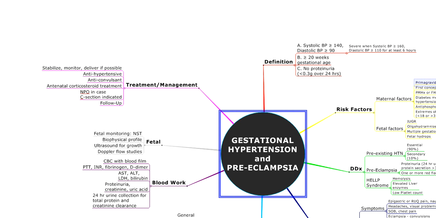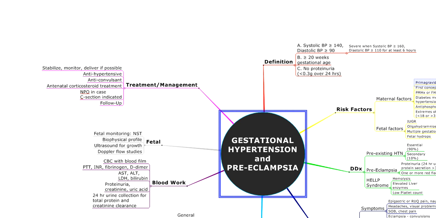The goal of the anticonvulsant therapy is to prevent seizures. Use magnesium sulfate 4 grams IV bolus over 20 minutes, then IV 2 grams every hour. Magnesium blocks the NMDA receptor and prevents seizures. In addition, it also has a mild antihypertensive and diuretic effect.